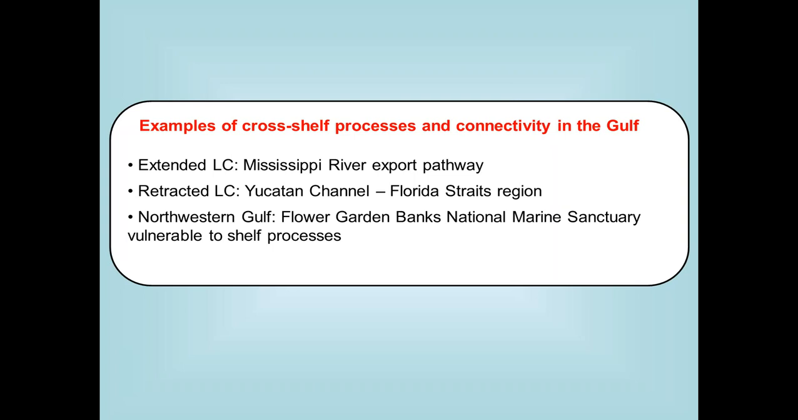First one is with an extended loop current and an episode of export of Mississippi River waters offshore and down to the Florida Straits. A second example will be in the case of retracted loop current, what can be the connectivity patterns in the Yucatan Channel Florida Straits region. And the last example, which is a little away from the loop current, but another relevant example of shelf processes in the Flower Garden Banks National Marine Sanctuary.